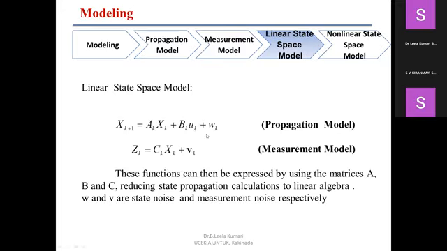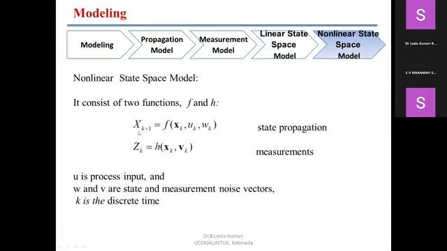If you observe, it is arranged in a linear fashion. And the measurement model is also linear, right? Here these functions can be expressed using the matrices A, B, C, W, and V, where W indicates the propagation noise and V indicates the measurement noise.